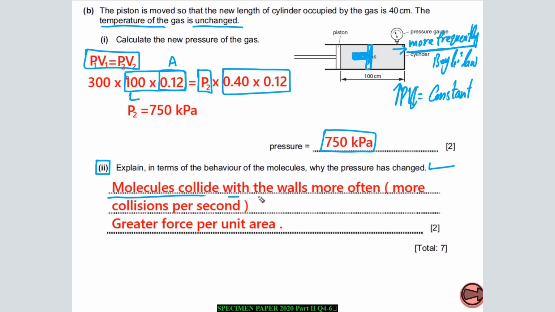Molecules collide with the walls more often, or more collisions per second. More collisions per second means more molecules pushing the walls at the same time, so it means greater force per unit area. More often they apply force again and again, so it means greater force per unit area. Simply, P is equal to F over A. If the force increases, P has to increase. So this is how we can answer question number 5.